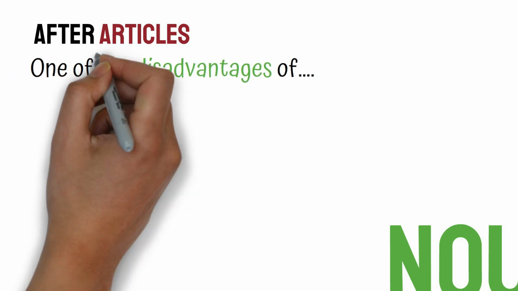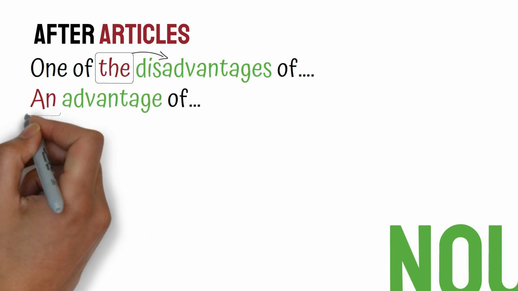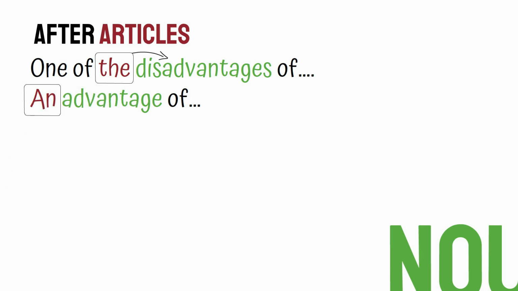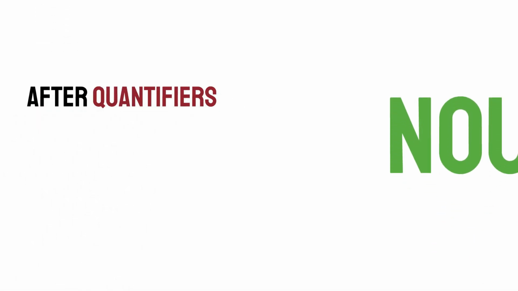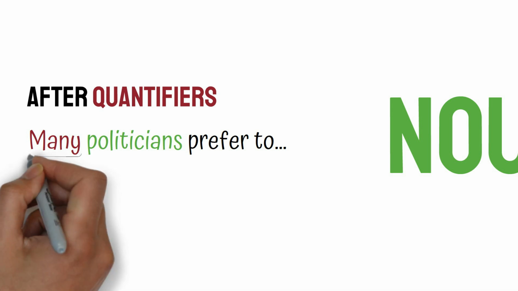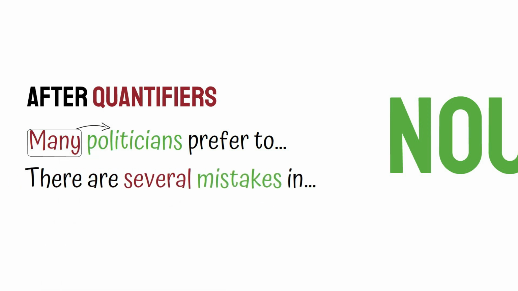For example, this is an article, so we can use a noun after the. An is an article, so we can use a noun after an. We can also use nouns after quantifiers. For example, many is a quantifier, so we can use a noun after many. Several is a quantifier, so we can use a noun after several.